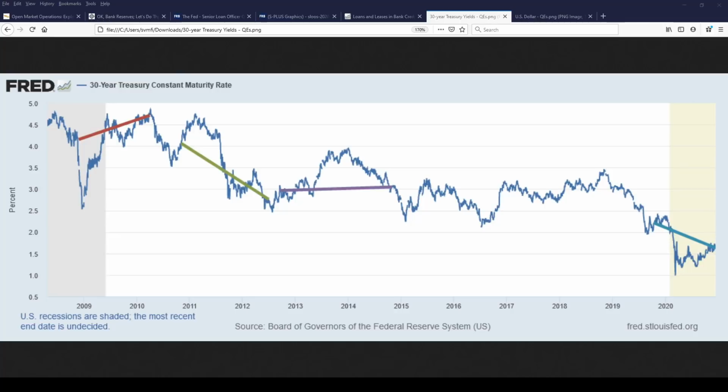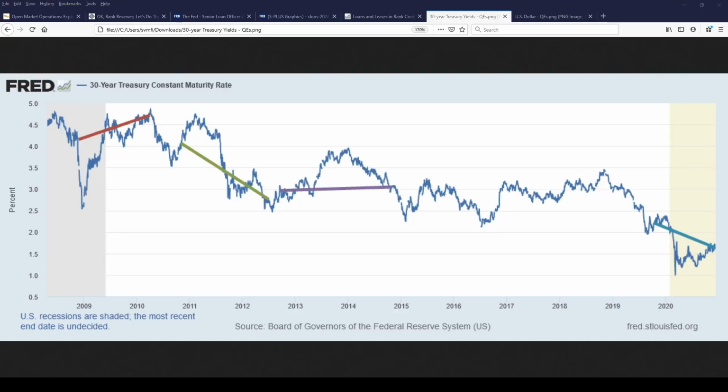In quantitative easing 3, which started on September 13, 2012, where 30-year yields were at 2.967%, well, it only rose 0.081%, which is insignificant movement in the 30-year yields, to 3.048% on December 29, 2014, when QE3 ended.